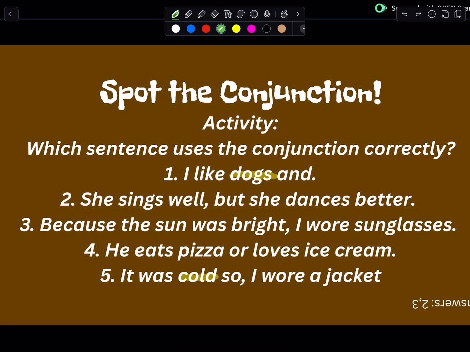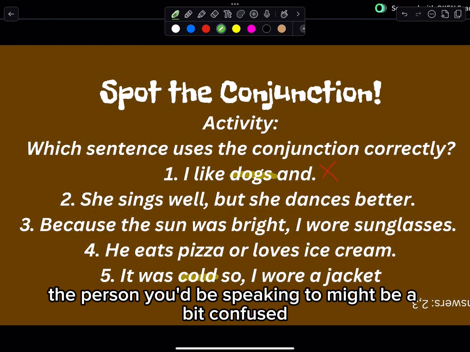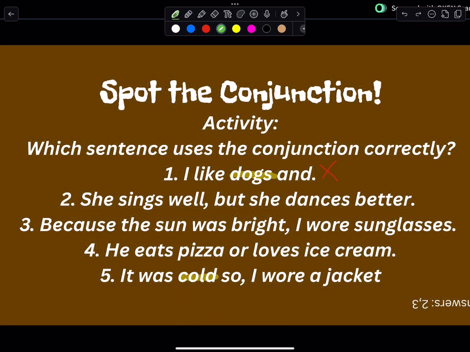Number 1 is incorrect because there's no noun or thing that follows. It just says, "I like dogs and..." what? If you said this in real life, the person you'd be speaking to might be a bit confused. Number 2 is correct. Singing and dancing aren't exactly the same thing, and therefore, that's how we know that we can use "but." It creates a new perspective and a bit of a helpful contradiction.